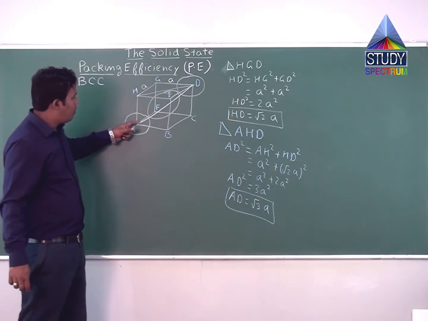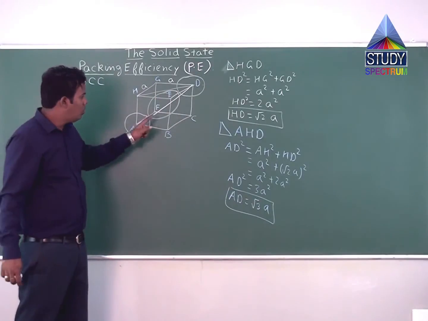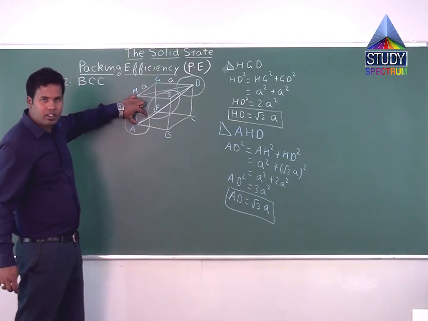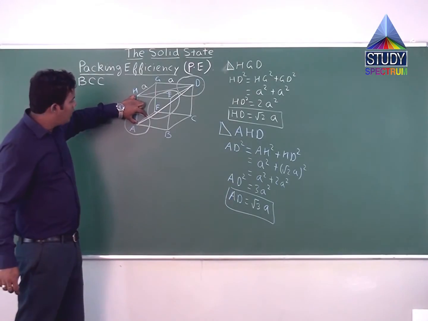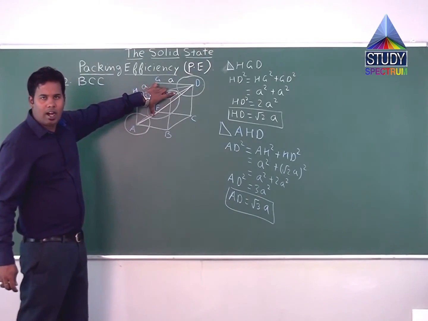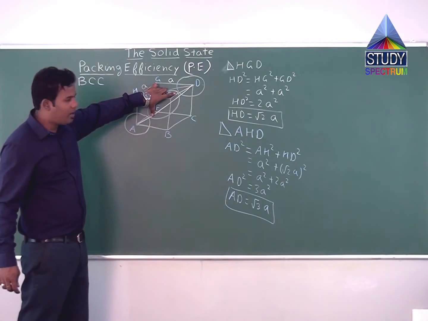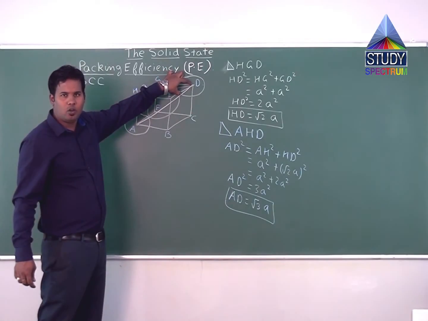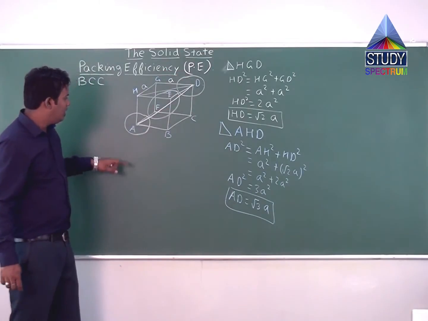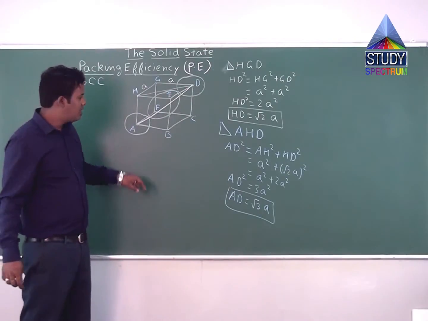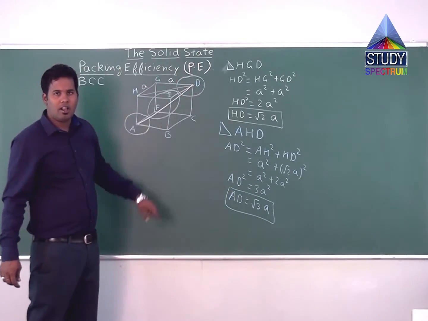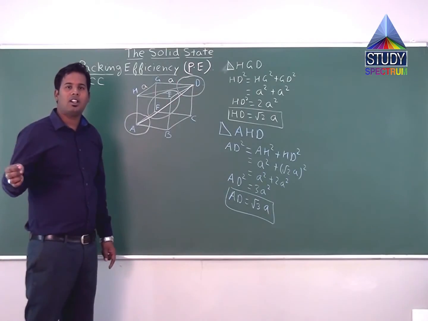Now if you see this body diagonal root 3a, it is actually r of the sphere at this corner, plus 2r of the atom or sphere at the center of the body, plus r at this corner of the cube. So basically this body diagonal is nothing but the sum of small r plus 2r plus r, which is 4r.